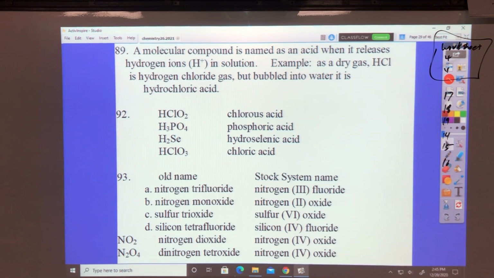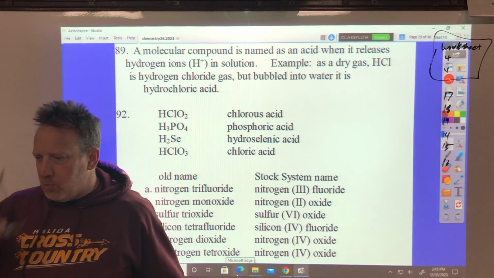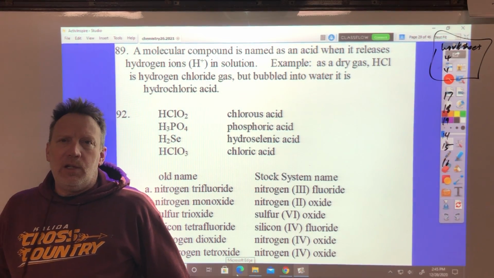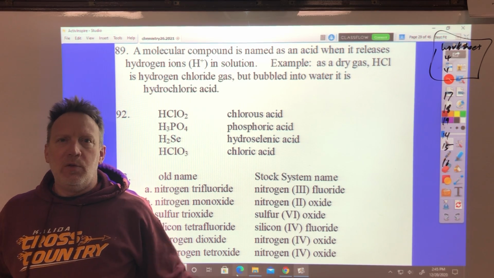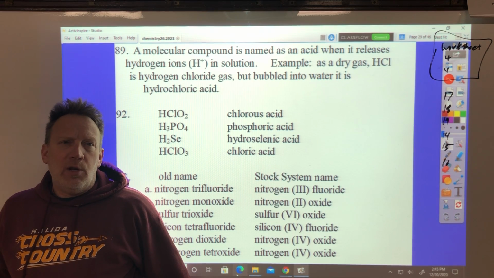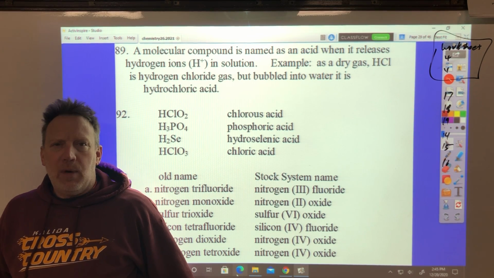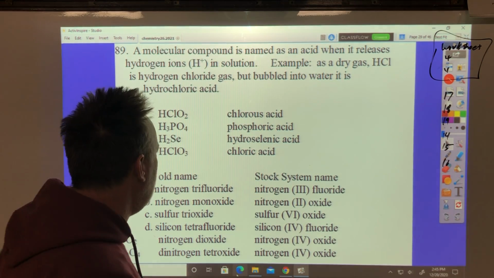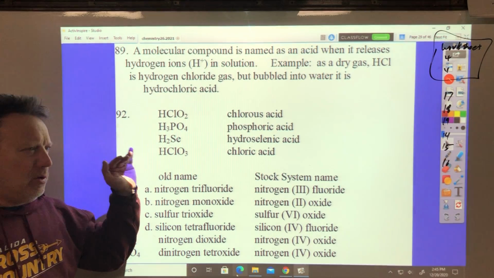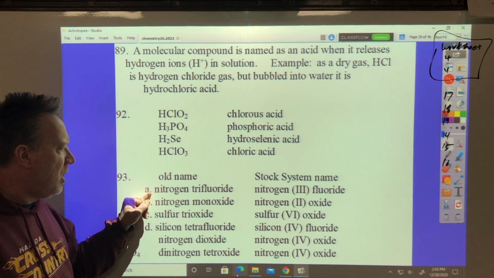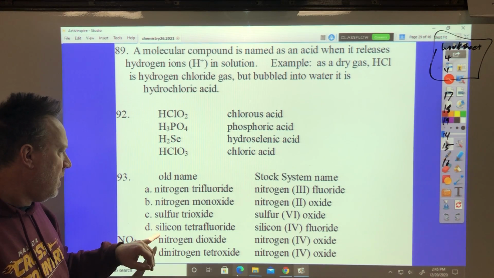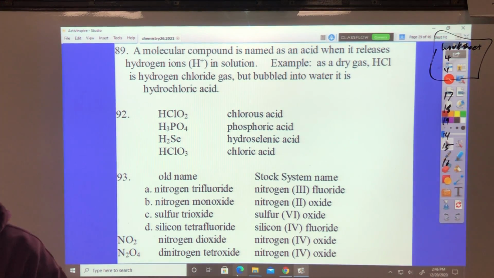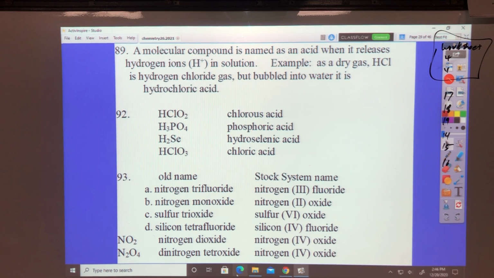93. Oh, here's what I want to do. That's not in this chapter. It is in this book way in the back, and this is normally in a chemistry course. This would be where you would introduce oxidation numbers, and we kind of need it. So I'm going to talk about it here. There are two naming systems. The naming system you learned in this book, the old names, were nitrogen trifluoride, nitrogen monoxide, sulfur trioxide, silicon tetrafluoride. And I added some more.